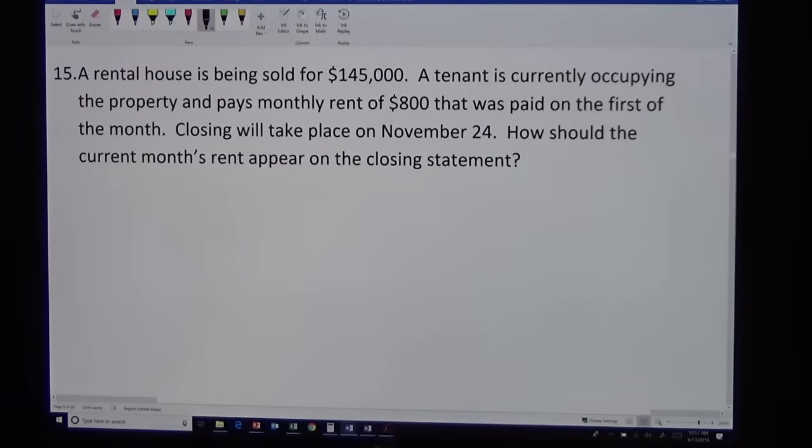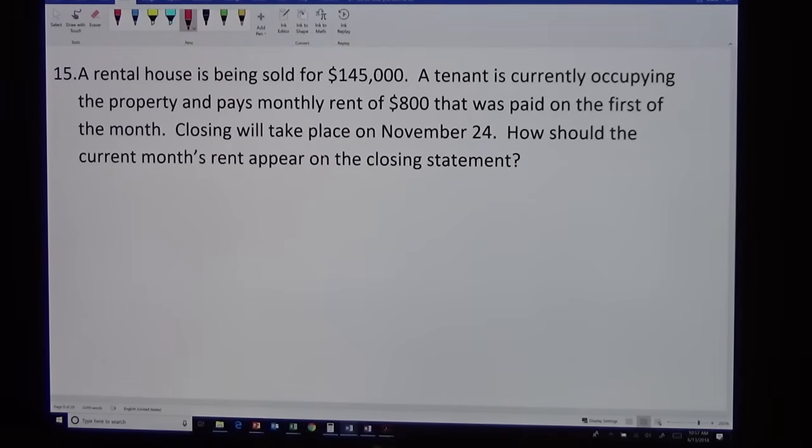Number 15, a rental house is being sold for $145,000. A tenant is currently occupying the property and pays monthly rent of $800 that was paid on the first of the month. Closing will take place on November 24th. How should the current month's rent appear on the closing statement? Well, rent is always paid in advance. Therefore, rent's always been paid to the seller in advance.